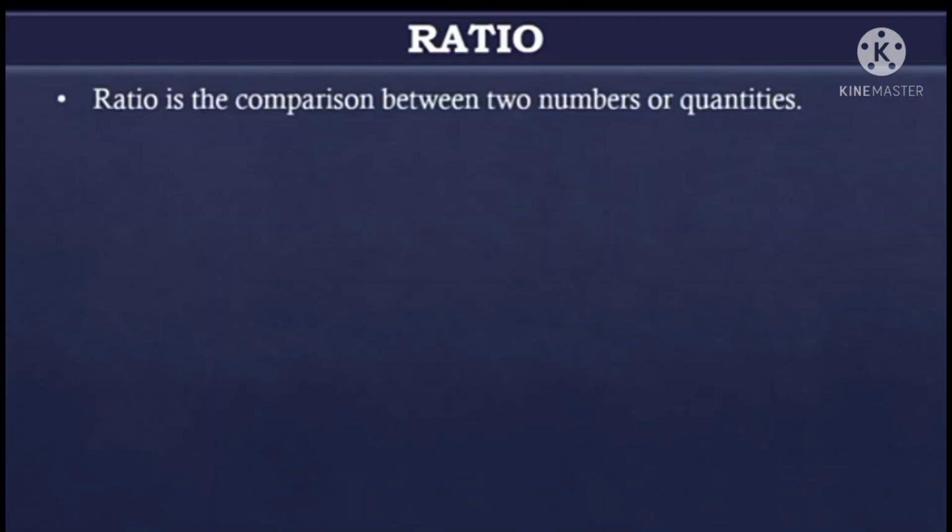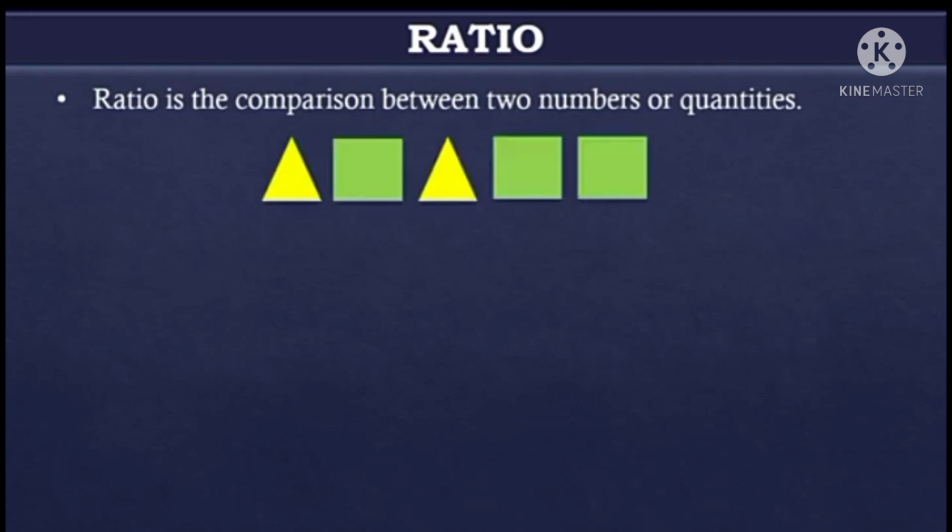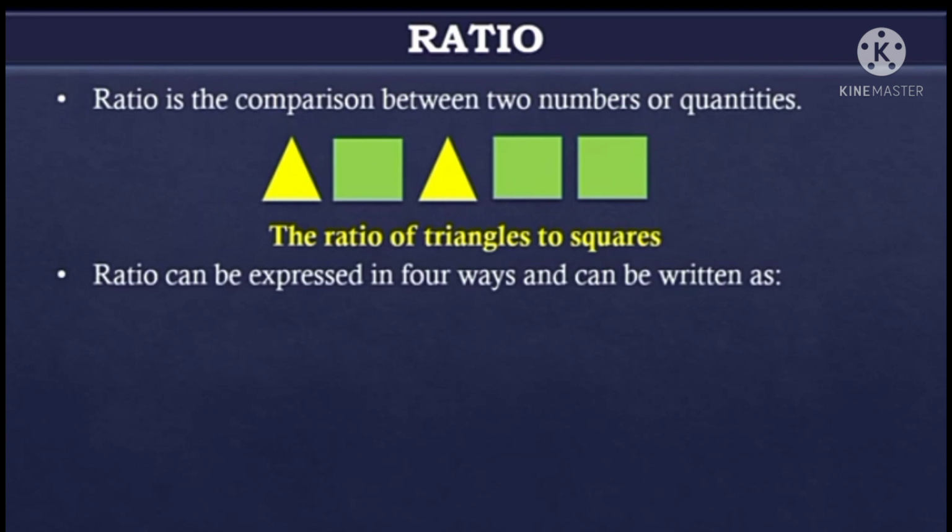What do we mean by ratio? When we say ratio, this is the comparison between two numbers or quantities with the same units. So this is where we compare two numbers or quantities. Let's say I have here triangles and squares. As you can see, I have two triangles and three squares. How are we going to write the ratio of triangles to squares?